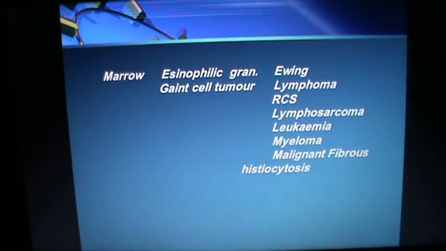If it is coming from the marrow, we have benign forms like eosinophilic granuloma and giant cell tumors, and we have the malignant forms including the Ewing, the lymphoma, the multiple myeloma, the leukemia, and malignant fibrous histiocytosis, as well as fibrosarcoma.